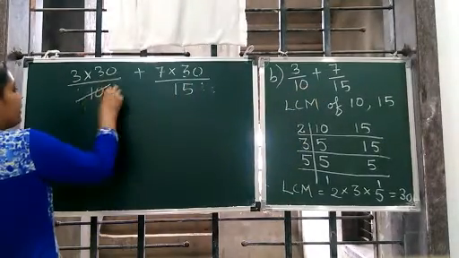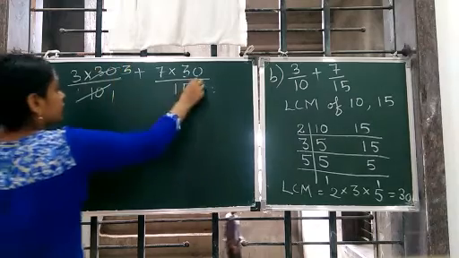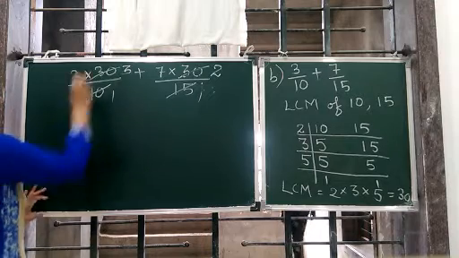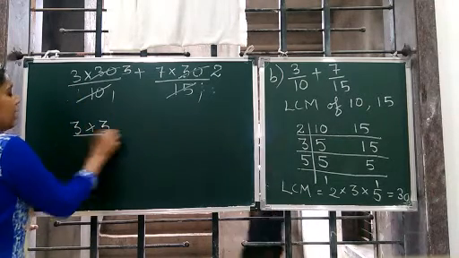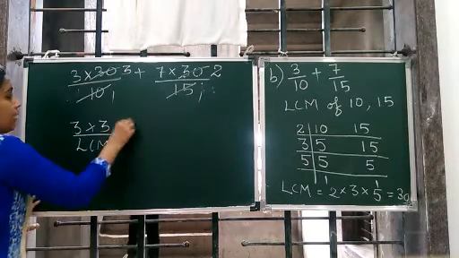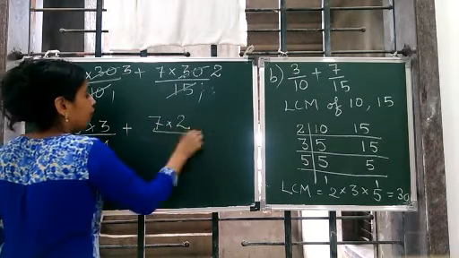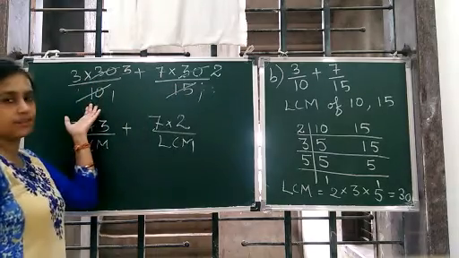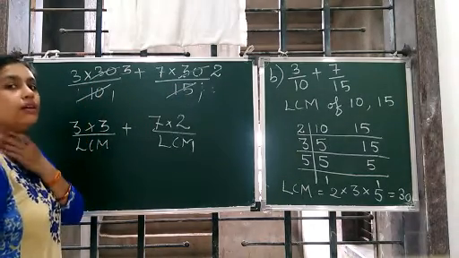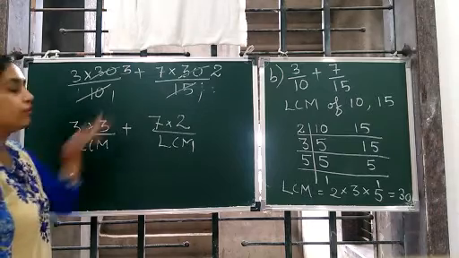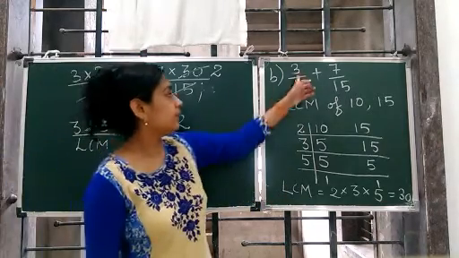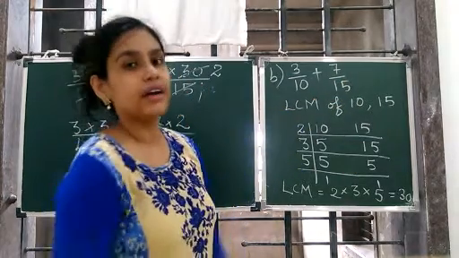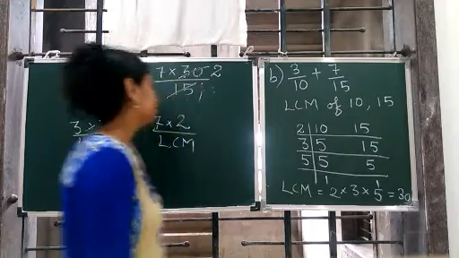So we know that 10 ones are 10 and 10 threes are 30. Similarly, 15 ones are 15 and 15 twos are 30. Now what is left? We will write 3 into 3 plus 7 into 2 upon LCM. If we had written LCM and LCM here, then the 30 would cancel and we wouldn't have got an answer. So first we take out the LCM, then we multiply the LCM to each fraction, or you can say to each numerator, and divide it by the denominator.